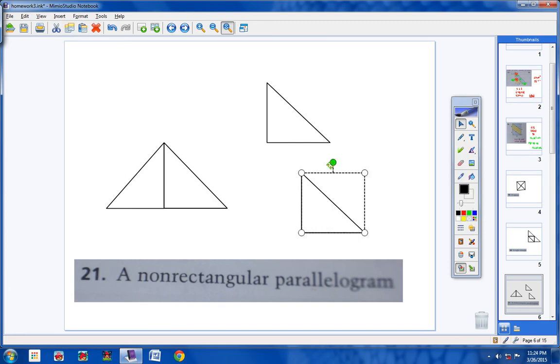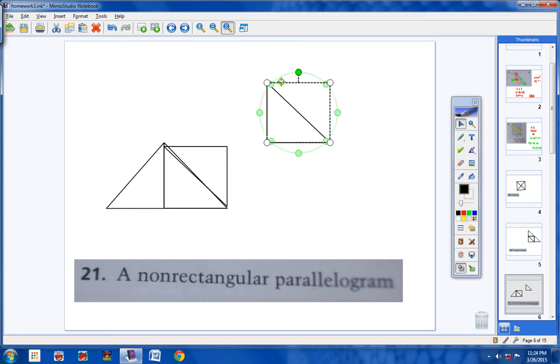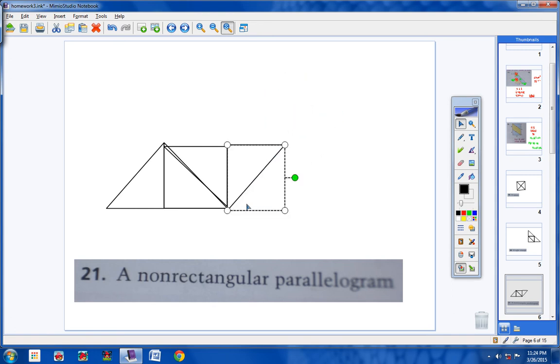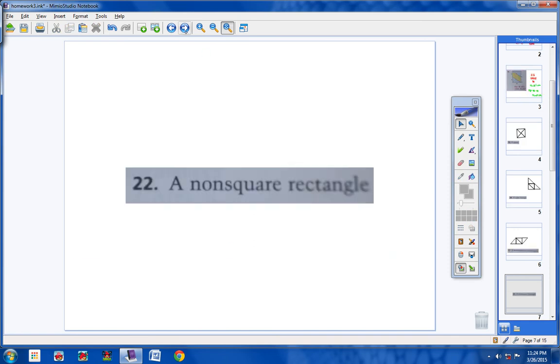And let's flip this one around this way. Alright. And then this one would go this way, slanted up like that. There we go. That's a pretty decent parallelogram. Not too bad, okay? Alright, and moving on to a non-square rectangle.